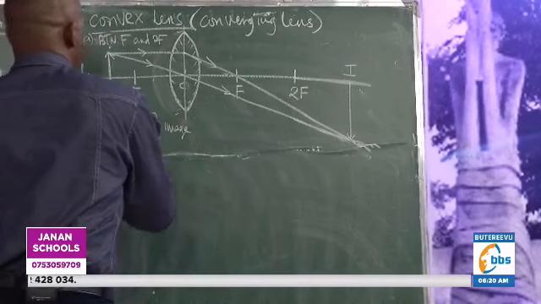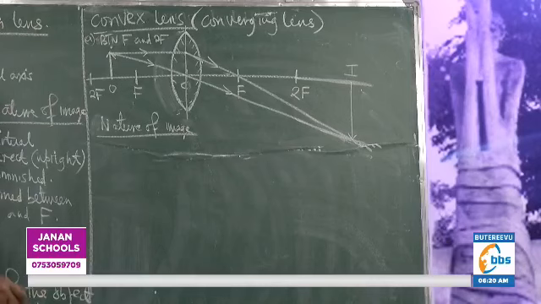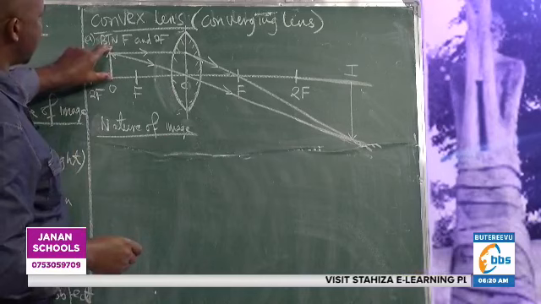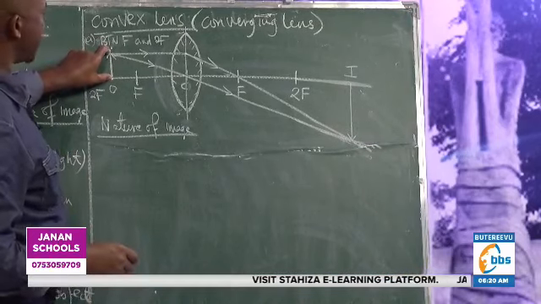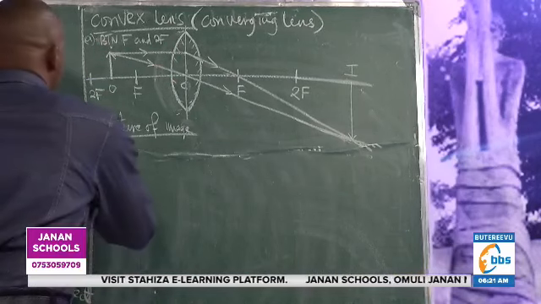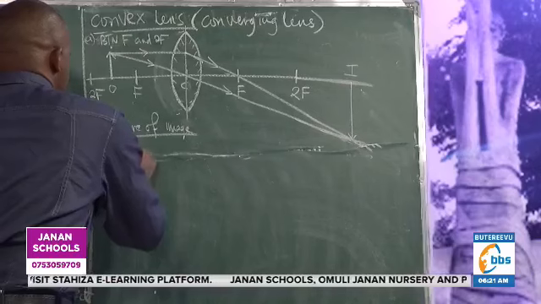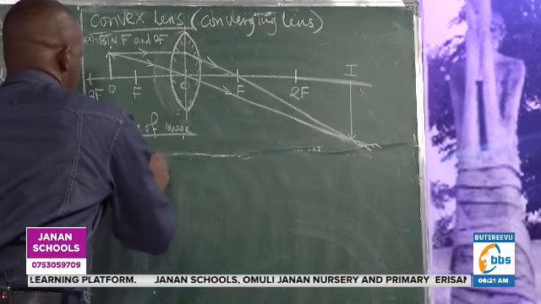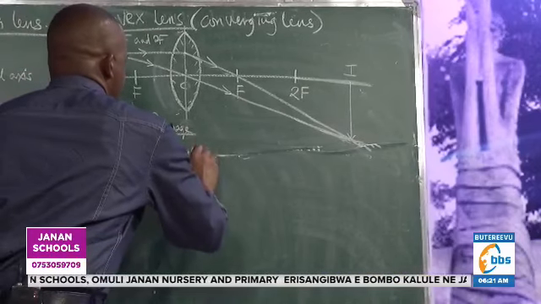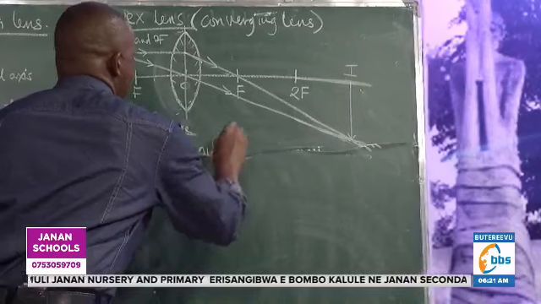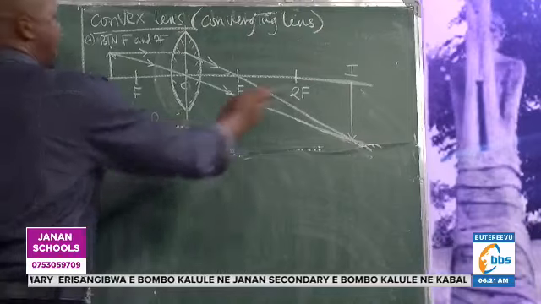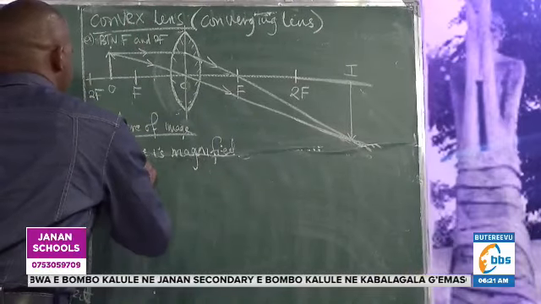What is important here is that students should know from my diagram, even if I'm using a freehand, the object height, it can be seen that the object is smaller than the image, or the image is bigger than the object. Therefore, one of them is that the image is magnified. Magnified means bigger in size. Two, the image is upside down. This one is upright, this one is upside down, and we call that inverted.